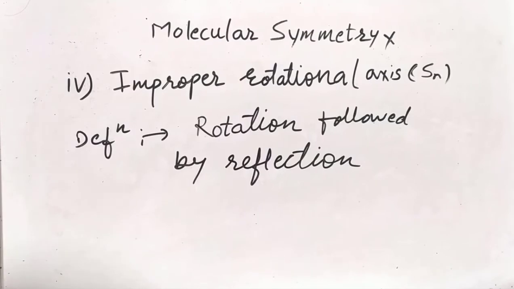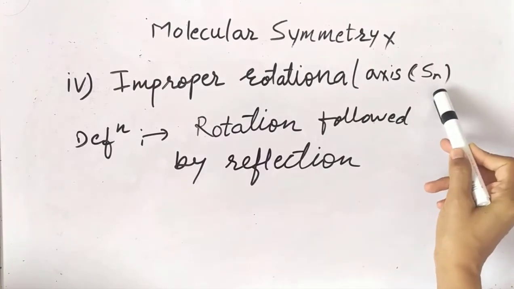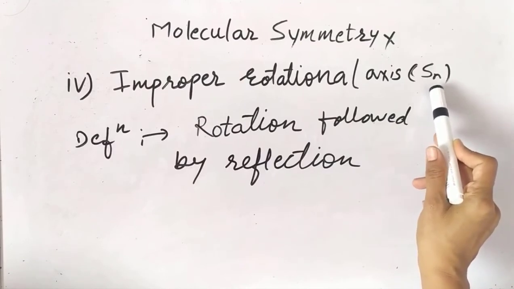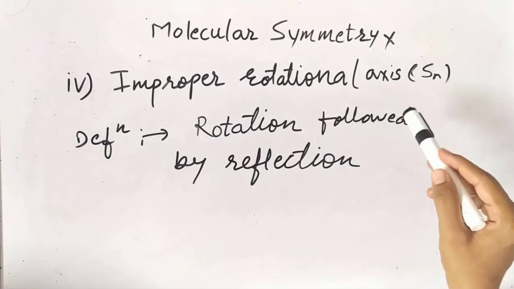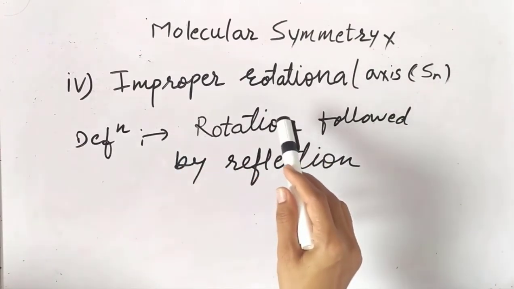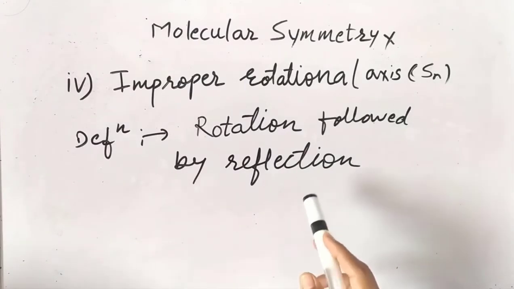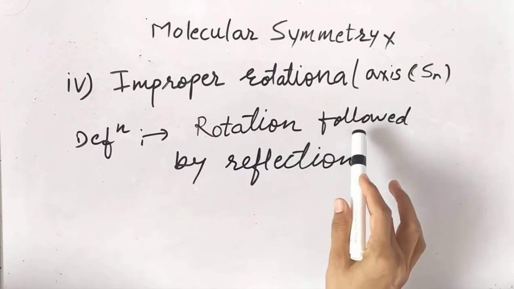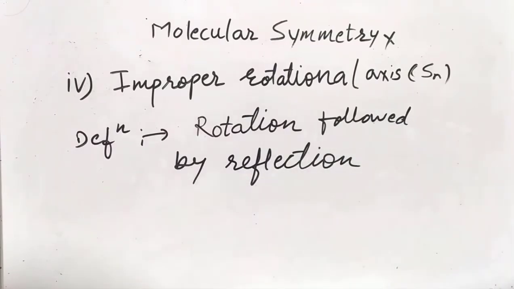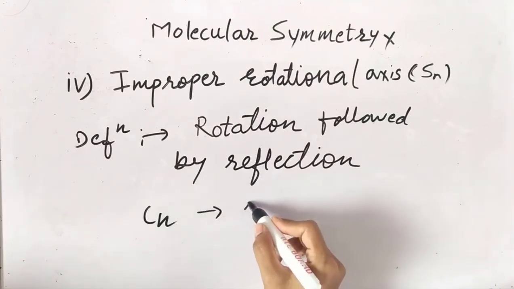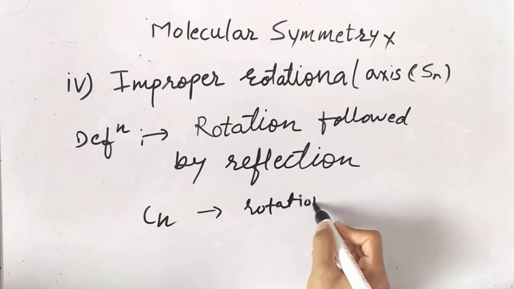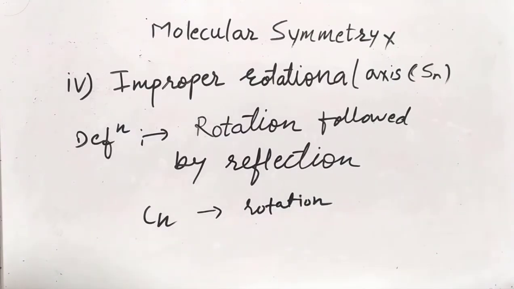Our fourth and next symmetry element is the improper axis of rotation, or improper rotational axis, indicated by Sn, where small n is again the fold of rotation. Cn is called the proper axis of rotation and Sn is called the improper axis of rotation. In other words, it is simply called rotation followed by reflection. In Cn, in order to get the same image, what were we doing? We were just rotating the molecule.